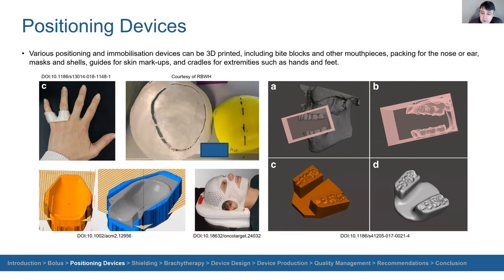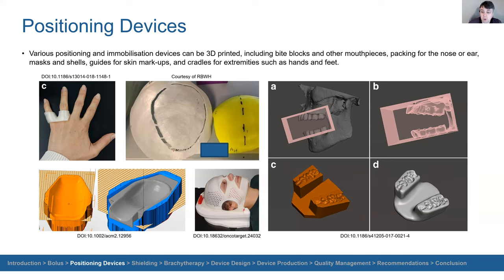Another thing that's possible is positioning devices. Various positioning devices and immobilization devices can be 3D printed. And a lot of this is going to be very patient specific. So not necessarily just fitted to the anatomy, but it can solve some problems for patients presenting with maybe more unusual or less common cancers, so of the extremities, of the hands and feet, for example.